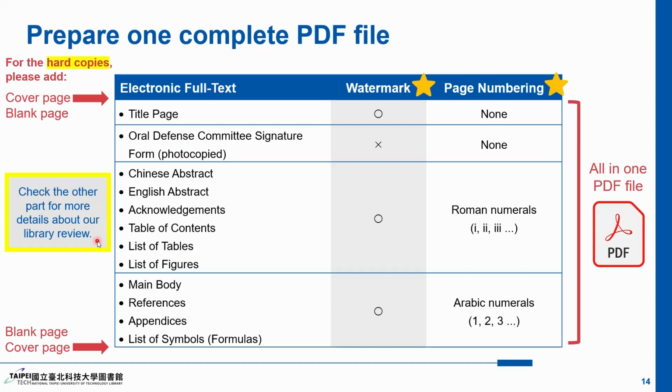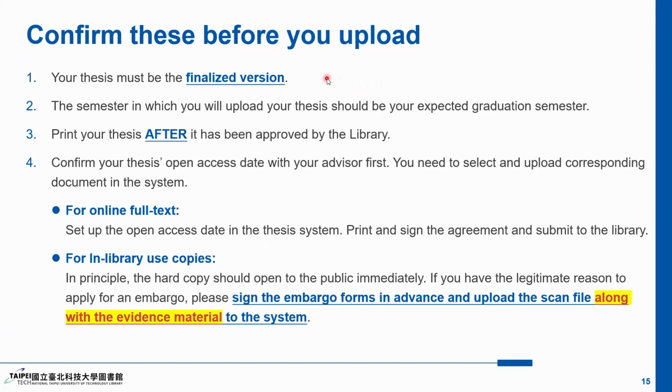And before we officially start the upload process, there are a few things you need to check. 1. Your thesis must have passed the oral defense and received your advisor's approval for the final version. Once you upload it and it's approved by the library, you won't be able to change it afterward.